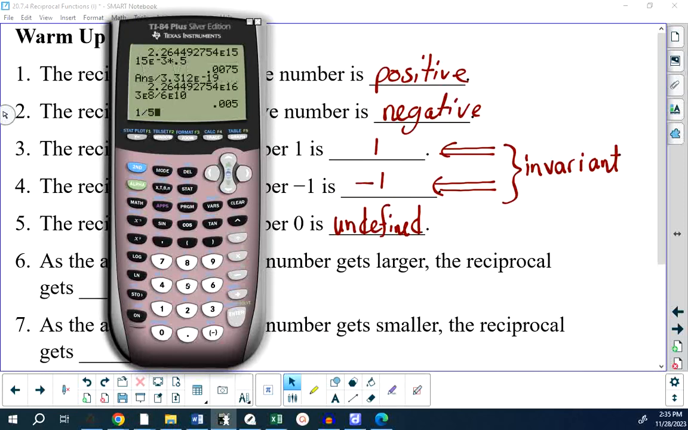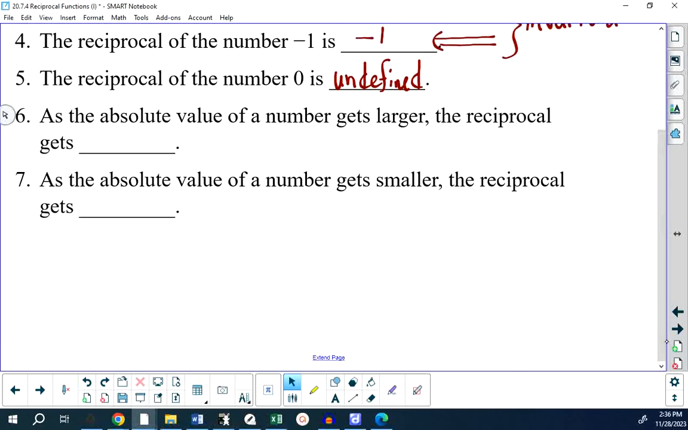One divided by, I'm going to go 5. It's a pretty small number. It's only a fifth, or 0.2. 1 divided by 50, it's even smaller. 1 divided by this number is 1.4 times 10 to the negative 8, which you should know means 0.0000000 and then 1 4. It's going to have 7 zeros and then the 1. It's very small. So as the absolute value of a number gets larger, the reciprocal gets smaller, but never 0.